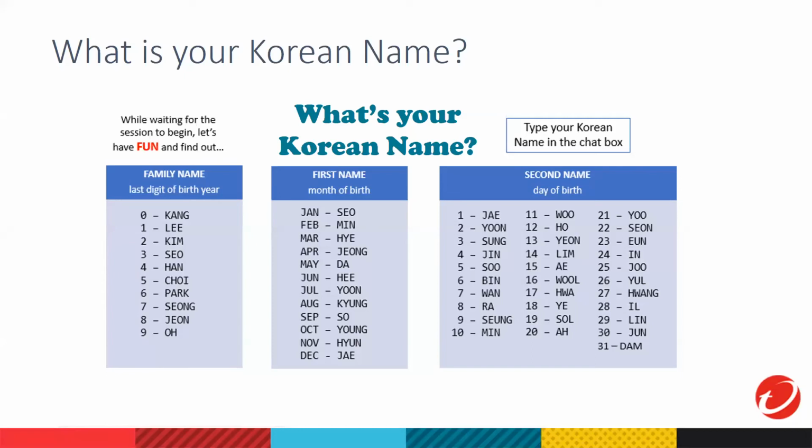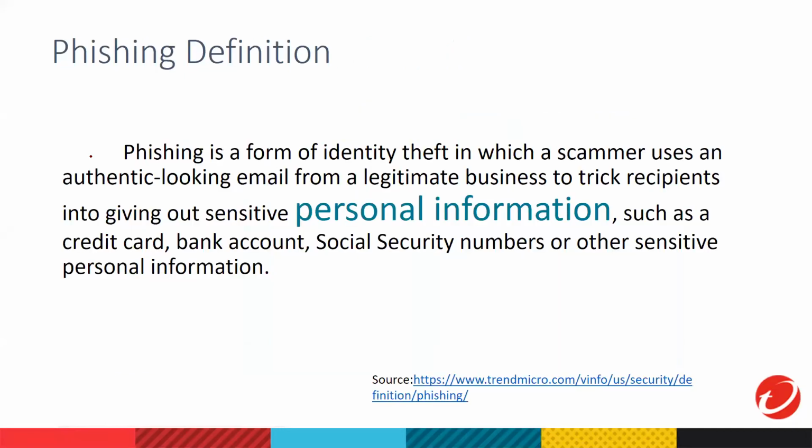But there is another thing that you need to be very careful about as an educator or as a learner. This is what is known as phishing. Ochi, you have a clear voice. Can you read it for me? Yeah, sure. So for our definition of phishing, phishing is a form of identity theft in which a scammer uses an authentic-looking email from a legitimate business to trick recipients into giving out sensitive personal information, such as a credit card, bank account, social security number, or other sensitive personal information.